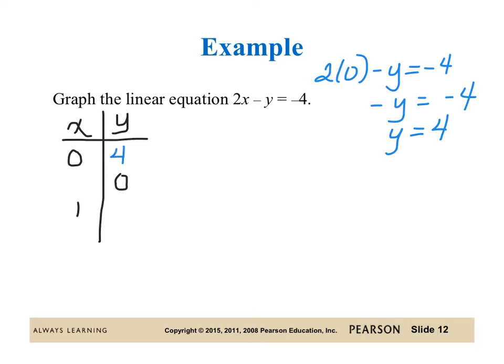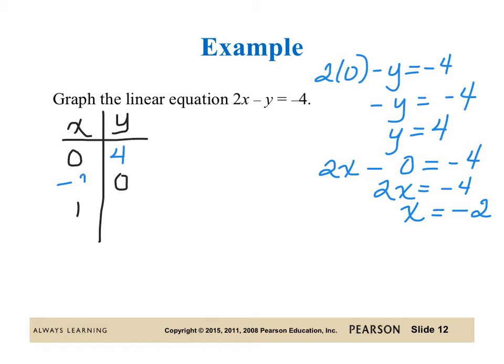Then for our second choice, we have 2x minus 0 equals -4, which of course is simply 2x equals -4. And therefore x equals -4 over 2, which is -2. So now we have 2 points.